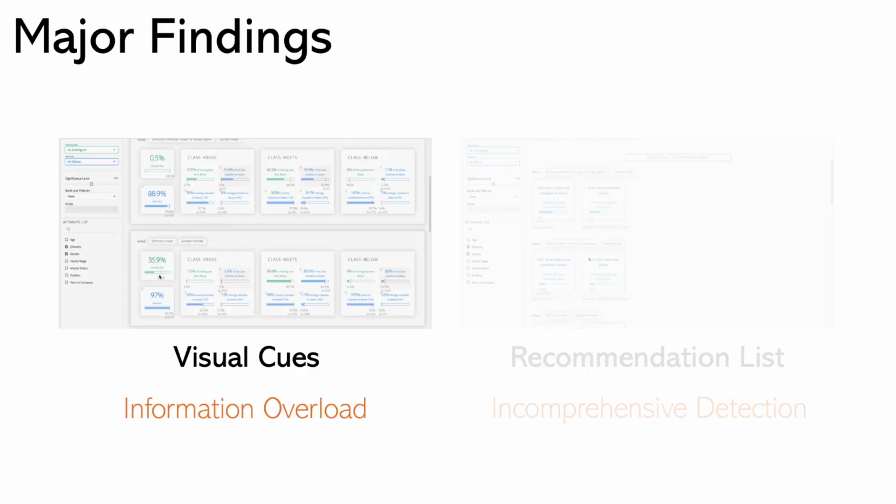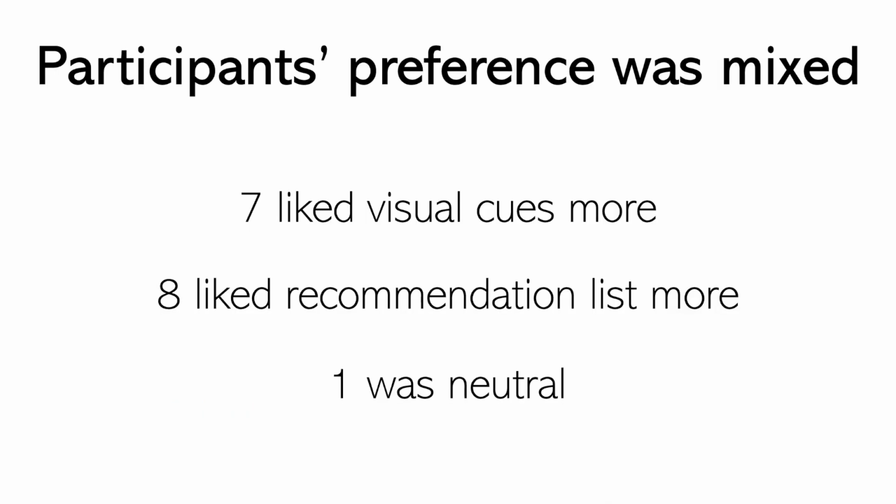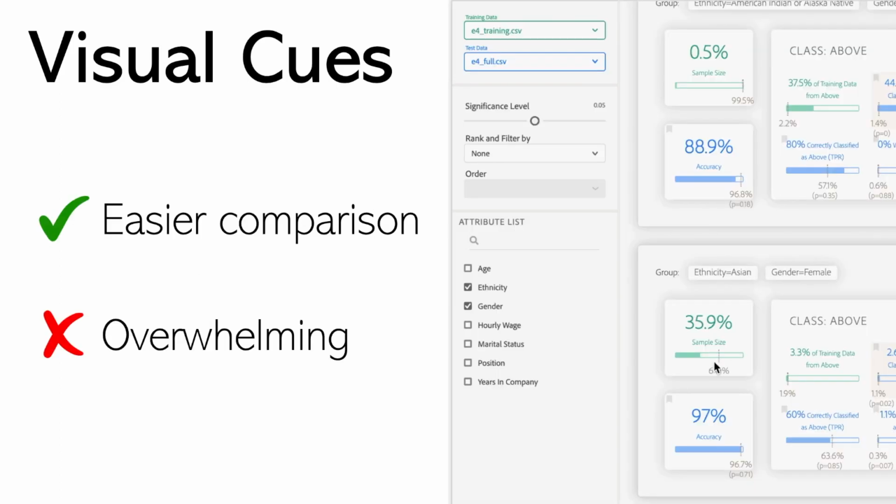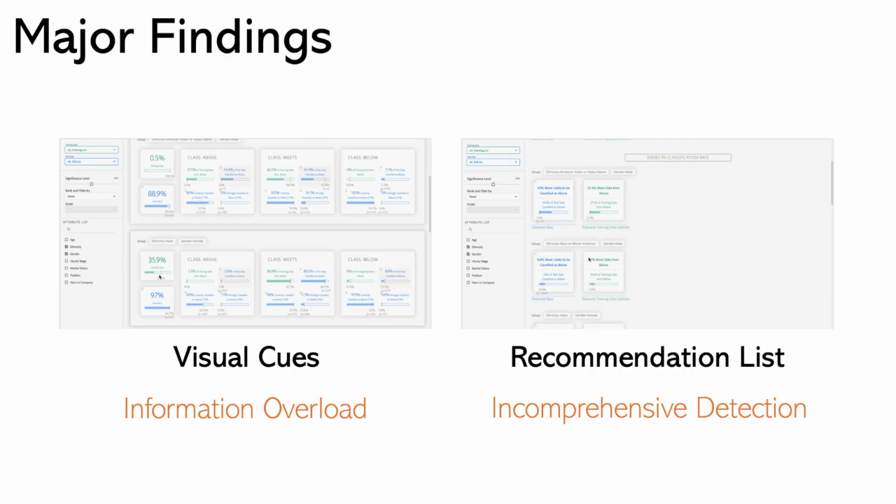Another finding is about information overload in the prototype using visual cues. Participants' preference for the prototypes was mixed. For the prototype using visual cues, participants felt that showing all of the performance measures allowed easier comparison of the performance measures, but it was overwhelming because it showed too much information at the same time.